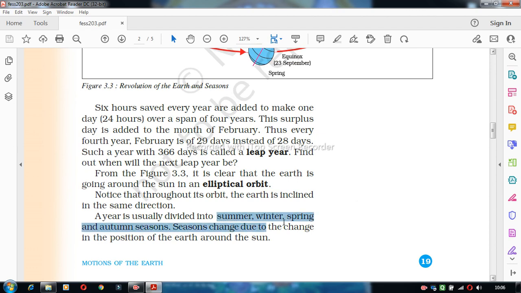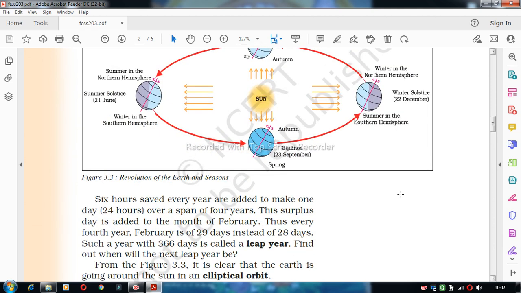Please underline that. The names of the seasons, which are highlighted with this grayish color: summer, winter, spring, autumn seasons. And as the earth moves, the seasons change due to the position of the earth around the sun. As I was telling you, sun is here and earth is revolving here.